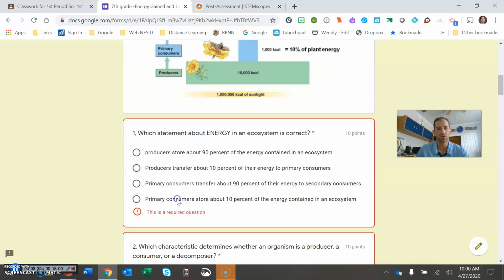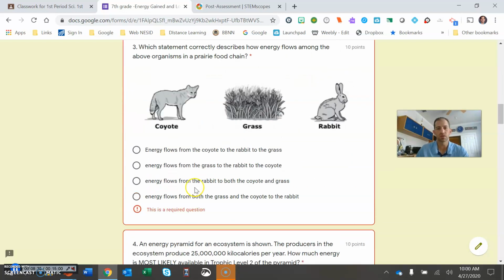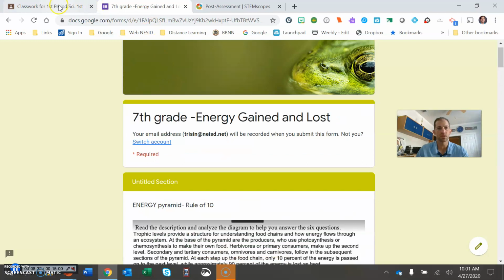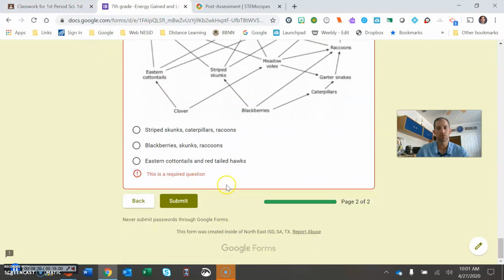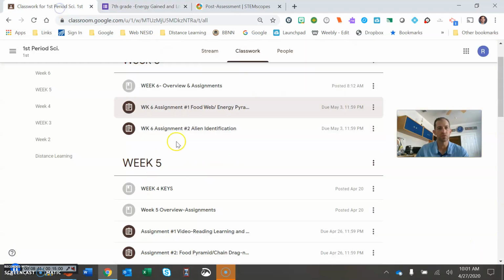Submit, yes. When you hit submit, it won't let you submit because I haven't answered the questions. I'm not going to do that today. But once you hit submit, it's turned in. You don't actually have to turn this assignment in.